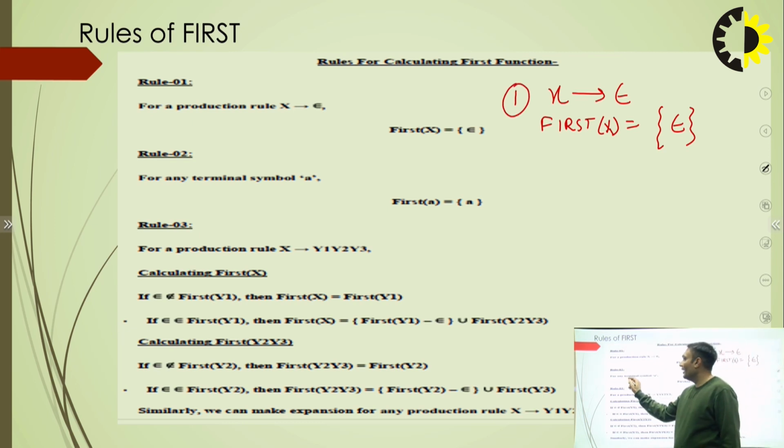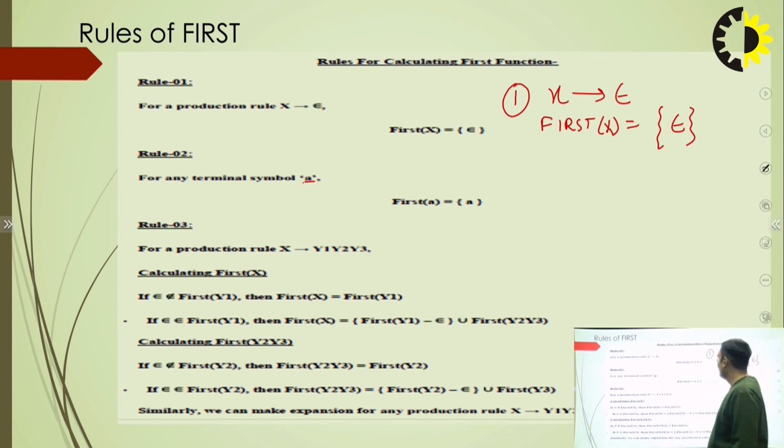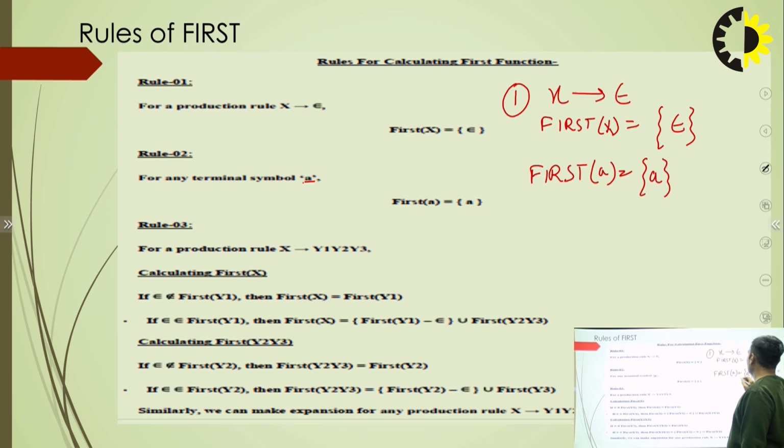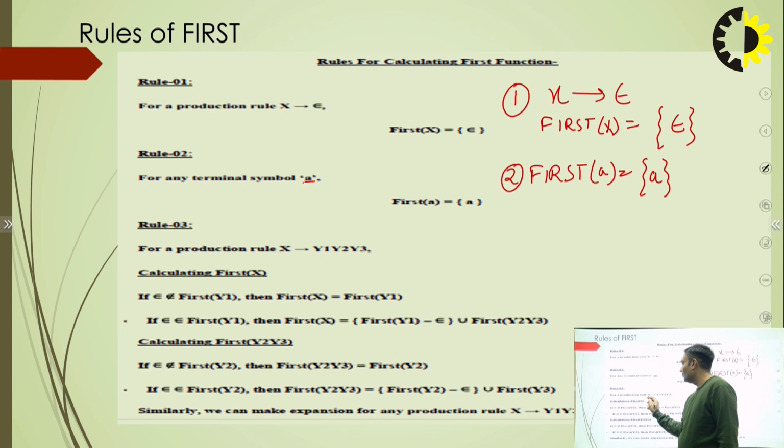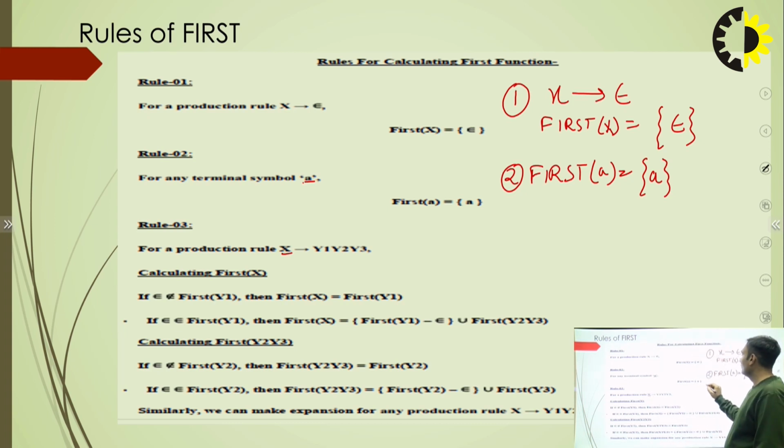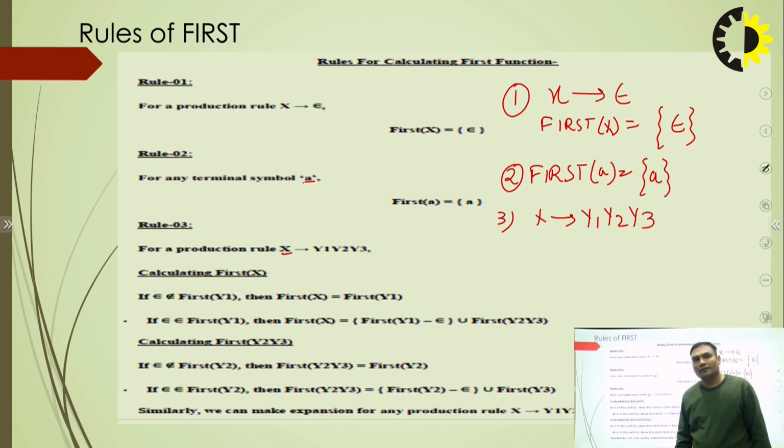Rule number 2 says that for any terminal symbol A, the first of A will be itself, that terminal. So this is rule number 2. And rule number 3 says that for any prediction rule X, if there is a prediction rule X to Y1, Y2, Y3, then how will we calculate the first of this prediction rule?